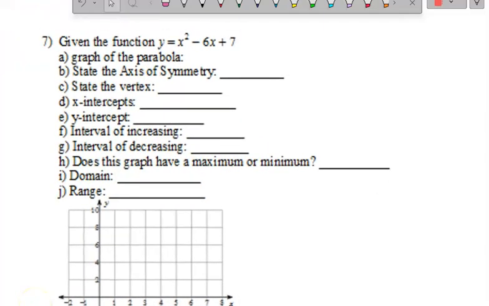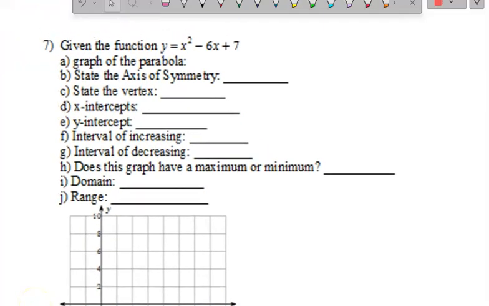Okay, so this one, we have to be smart. This graph is going to tell us a lot of stuff. This function is going to tell us a lot of stuff. I'm going to be honest, when I want to graph it, I want to start with the easiest: the y-intercept. If I plug in 0, I get 7. Bam. Right there.